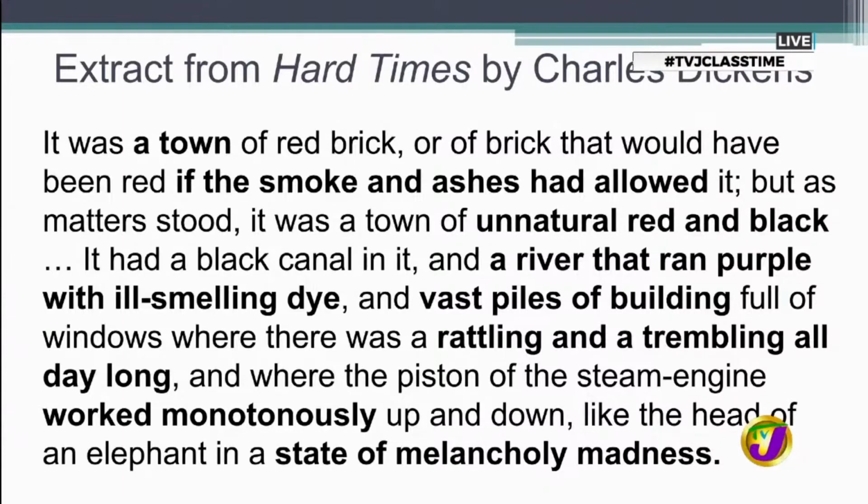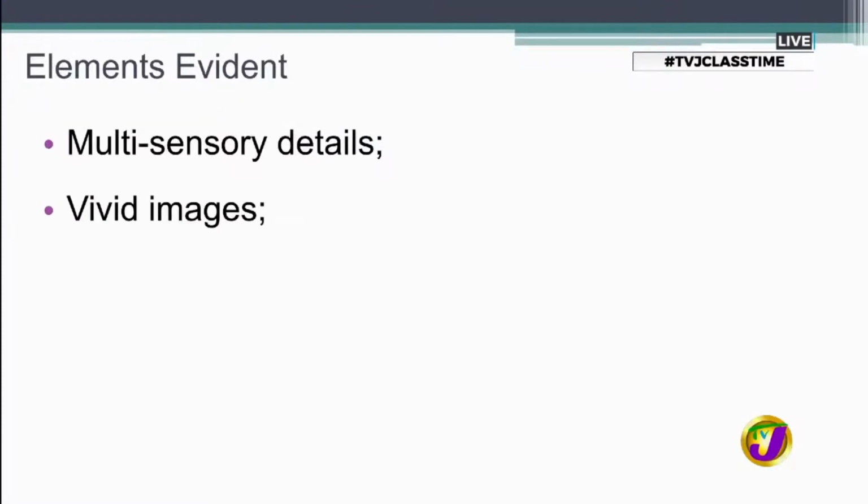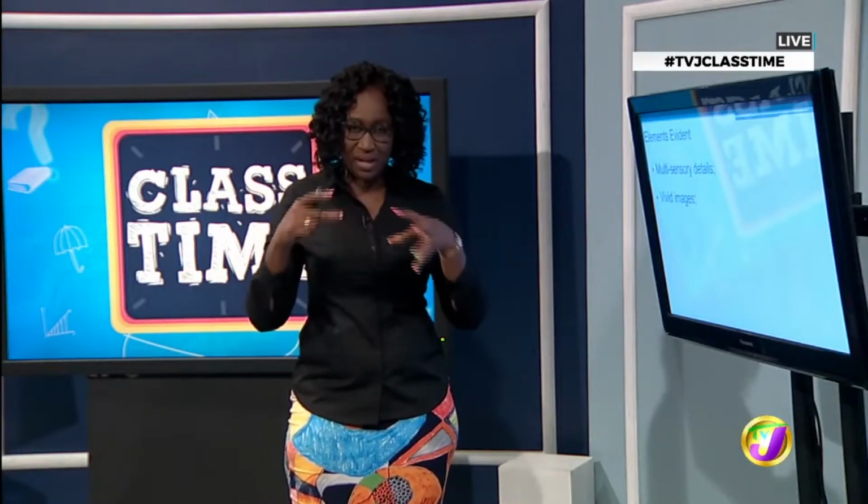So let's look at what details these belong to now. So here are the elements that we saw. So we got multisensory details. We got things that we could see, we got sounds, we got smell. So we had multisensory details in the setting. We also got vivid images. So we got this color. You notice the repetition of the word red. And then we saw the color purple as well. So we got some very clear images. You could actually see this town in your mind's eye. When it said the vast buildings all packed up, you could see the clutter of buildings.